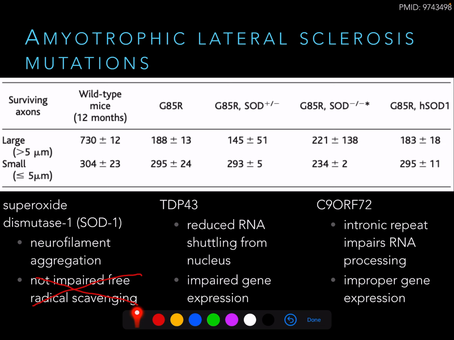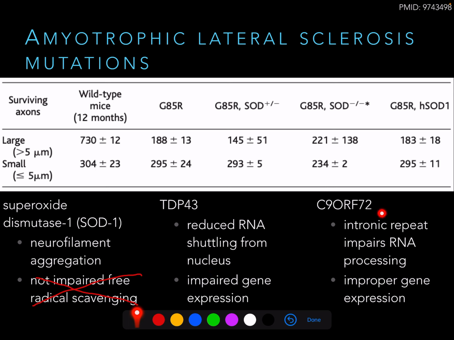The other mutations, whether it's in TDP43 or the C9 open reading frame 72 or FUS or something like that, these all affect gene expression. TDP43 is a protein that seems to probably shuttle RNA from the nucleus to the cytoplasm. So if you don't move RNA out of the nucleus, how do you turn it into protein? That's obviously going to be a problem.